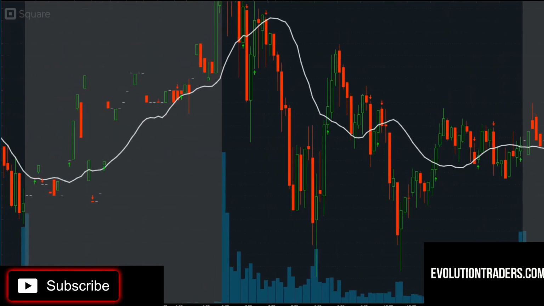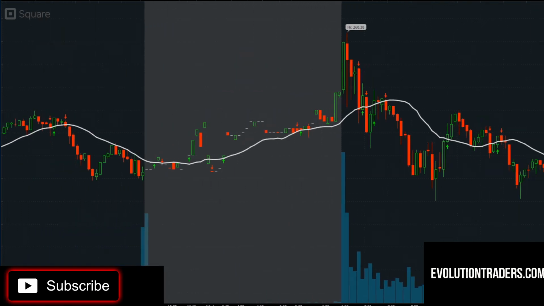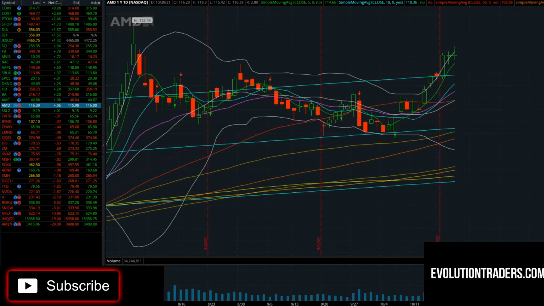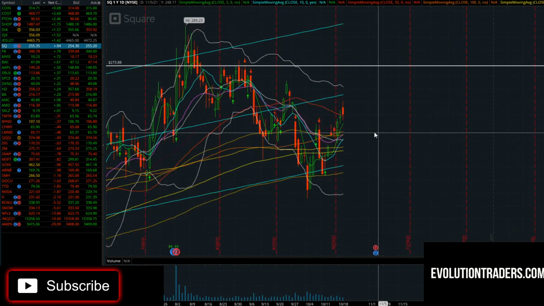So if we look at Square, and we go to the opening bell here, let's see what price I gave you for Square. 257 break. So if I go back to the big chart, Square 257 break.